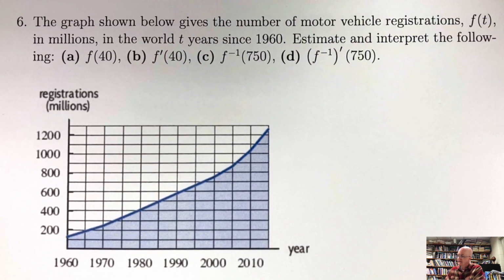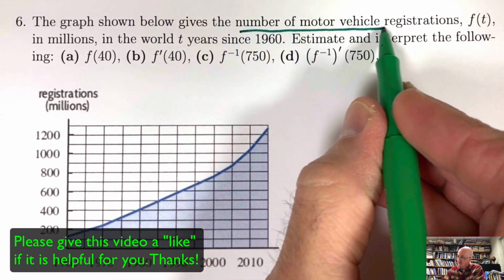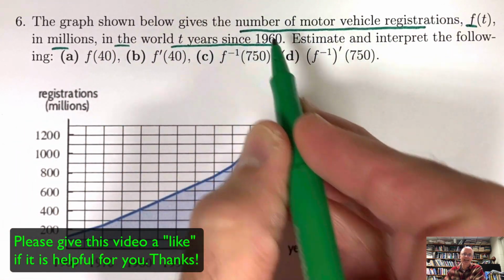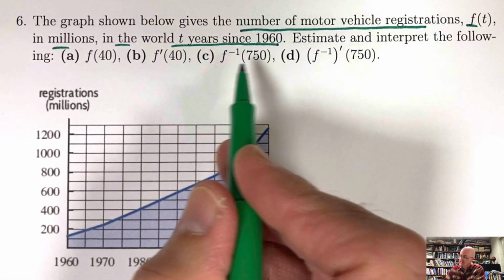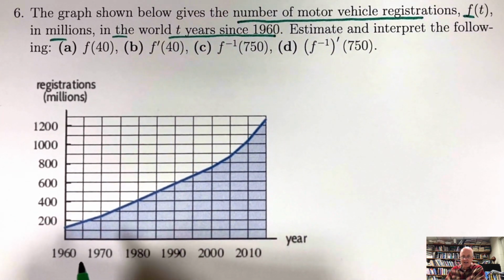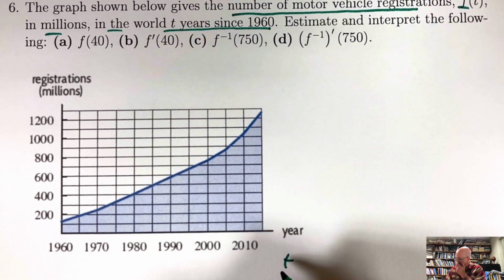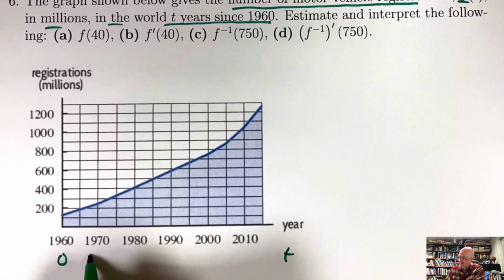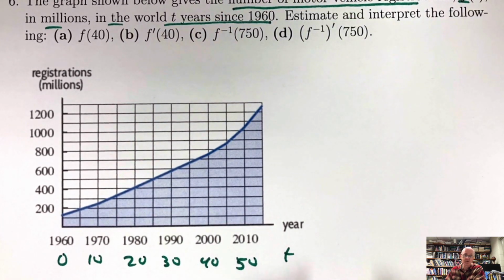Our last problem is once again a word problem. This graph that you see shows the number of motor vehicle registrations, f of t, in millions in the world, t years since 1960. So whereas in the previous problem, time was the actual year itself, here the time is years since 1960 when you plug in these numbers. The axis, though, is labeled with the actual year. T itself, we should probably relabel, would correspond again to years after 1960. This would be t equals 0, this would be t equals 10, 20, 30, 40, and 50. That'll help us not make a mistake.